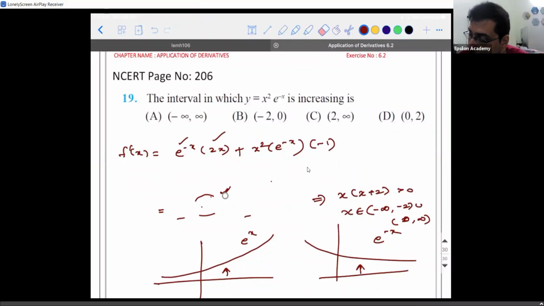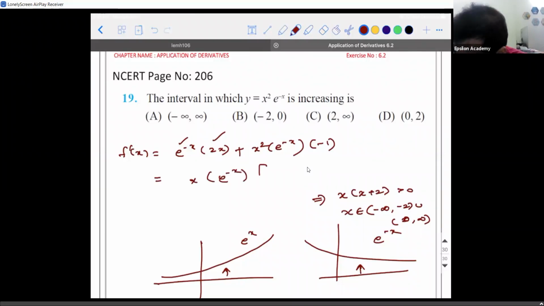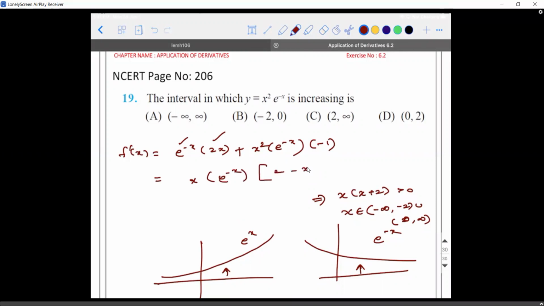Okay, anyways, let's see what we are going to get. So what will we get, guys? e power minus x, I take x also outside. I take x outside, e power minus x into, what are we left with inside? Sir, minus x plus 2. 2 minus x.